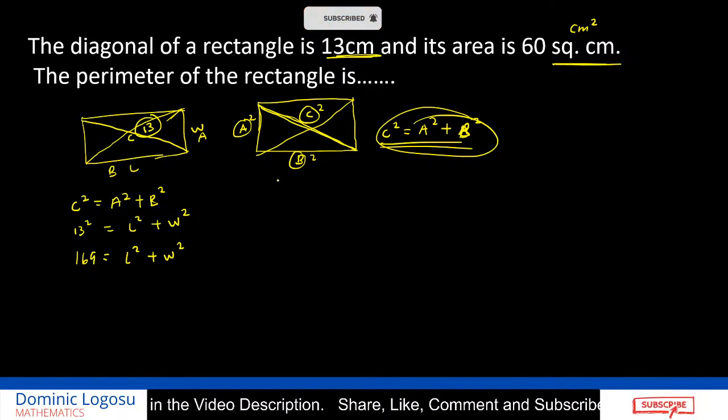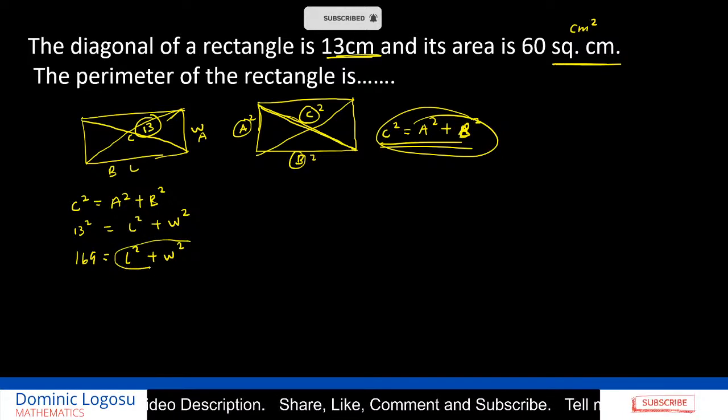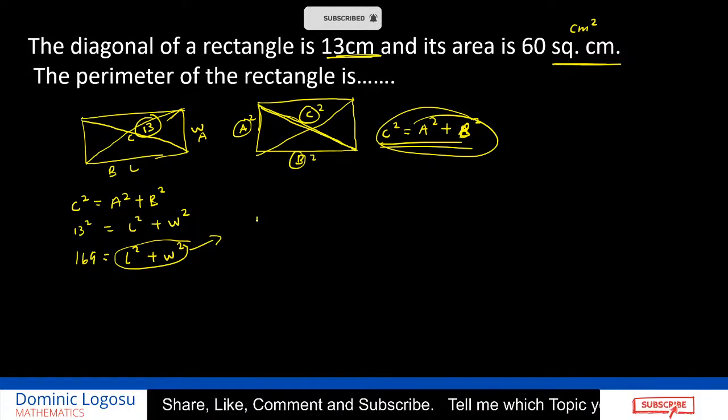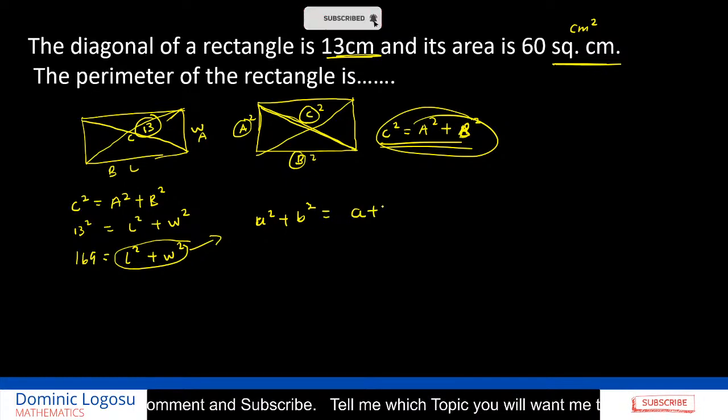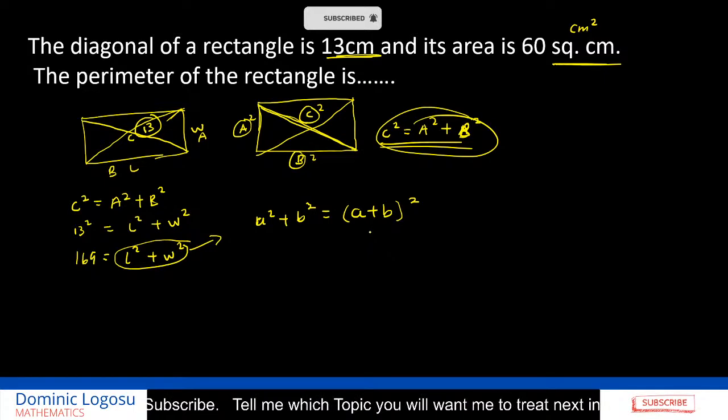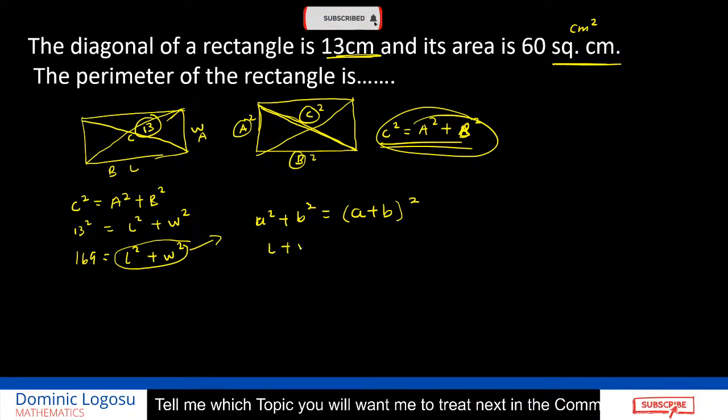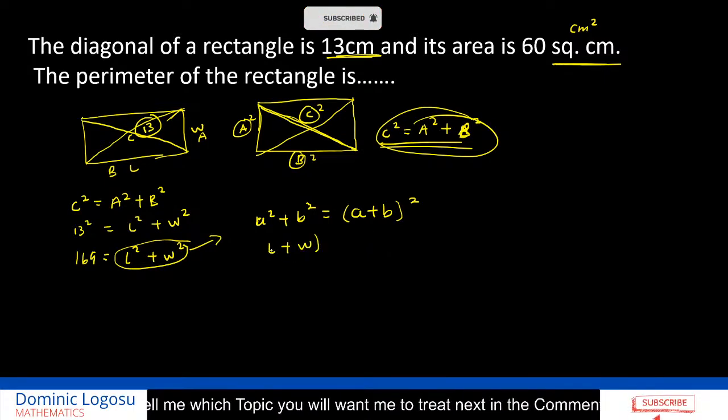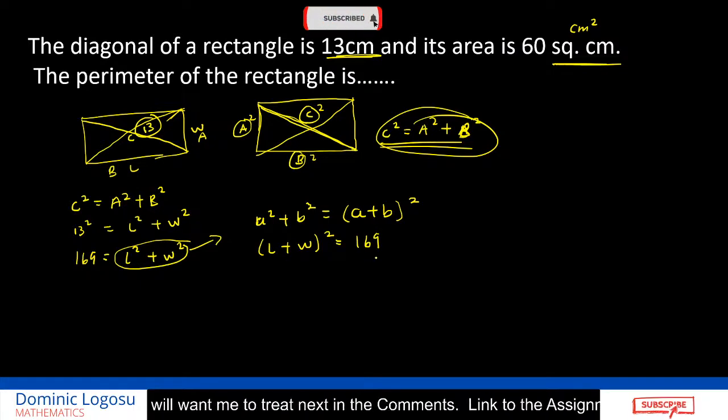We need two things. First of all, this statement here, remember binomial, polynomial, and all that. If I have a squared plus b squared, is the same as a plus b into bracket squared. Okay, so which means that this will actually be L plus W into bracket squared equals 169. Please pay attention. This part is a bit technical, so if you have to watch the video over and over again before you are able to answer the questions, I will advise you do so.